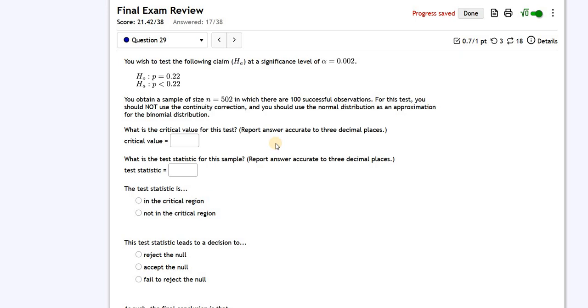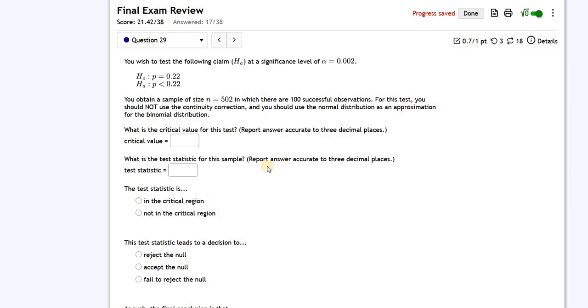Question 29. You wish to test the following claim at a significance level alpha of 0.002, or 0.2%. H0 states that the proportion is equal to 22%, or 0.22, and the alternative states that the proportion is less than 0.22. You obtain a sample of size n equals 502, in which there are 100 successful observations. For this test, you should not use the continuity correction, and you should use the normal distribution as an approximation for the binomial distribution. We already used that.